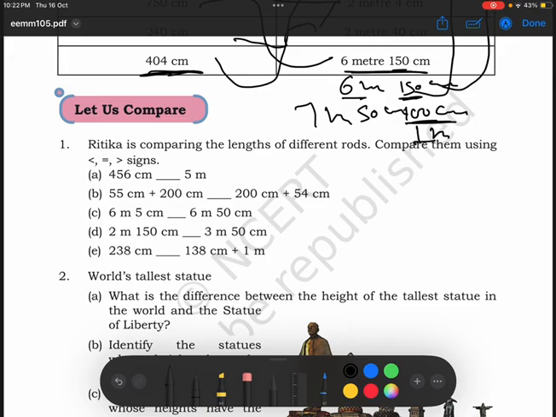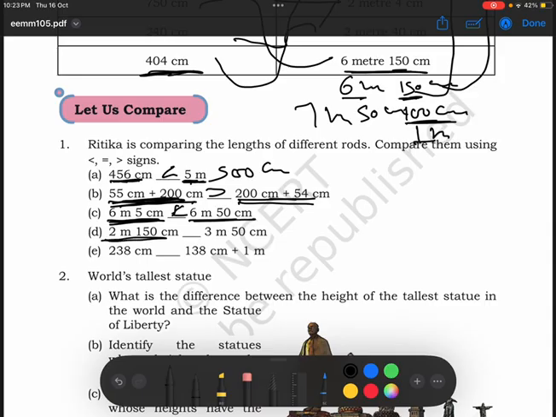Here we have to compare. Two units are given, one in centimeter, the other in meter. We have to find out which one is bigger or whether they are equal. So 456 centimeter, and this is 5 meter. As all of you know, 5 meter is 500 centimeter, so this one is bigger. Here this is 255 centimeter total, this is 254 centimeter, so this one is bigger. Here 6 meter 5 centimeter, this is 6 meter 50 centimeter, so this is bigger.